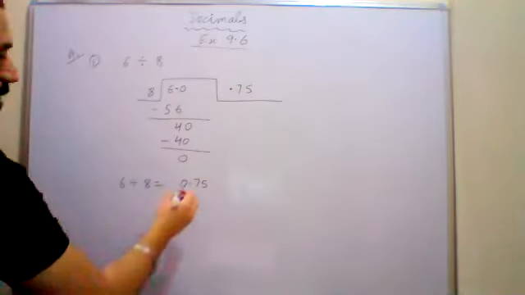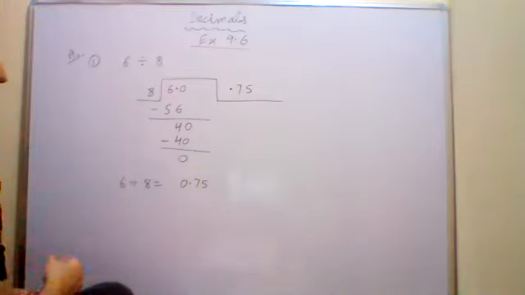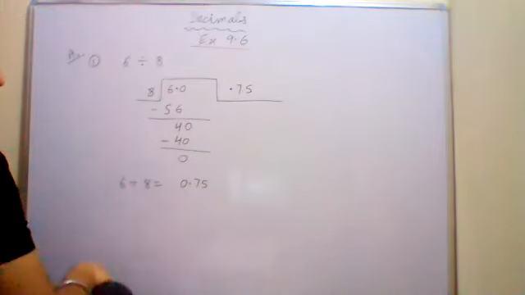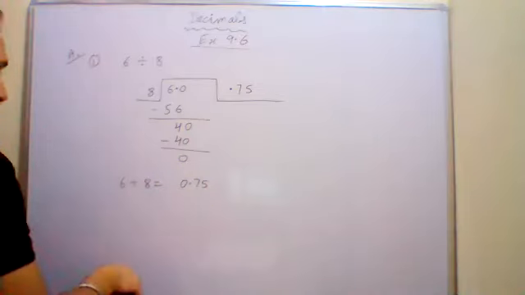To check whether you have done it correctly or not, you can try multiplying 0.75 by 8. You will get 6.